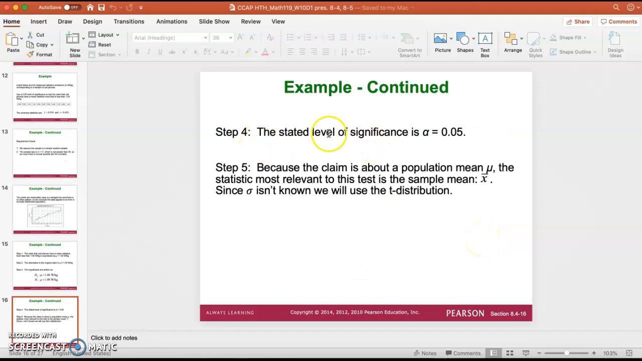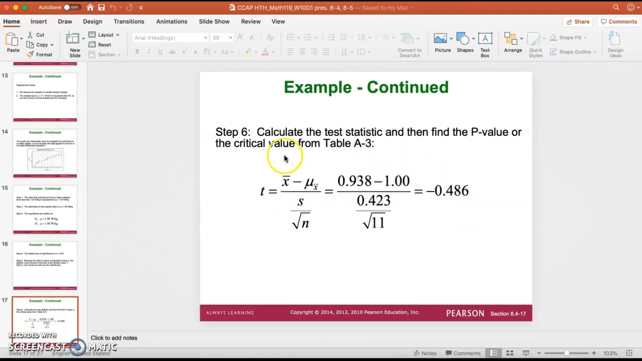Now we're going to use, again, that stated level of significance of 0.05. And that's one of our more common alpha choices. Then step 5, because the claim is about a population mean, mu, the statistic most relevant to use is that sample mean, of course. And since our population standard deviation isn't known, we're going to use that t-distribution again. So first we've got to calculate our test statistic, and we'll go from there to find the p-value or critical values that can give us our essential rejection regions.